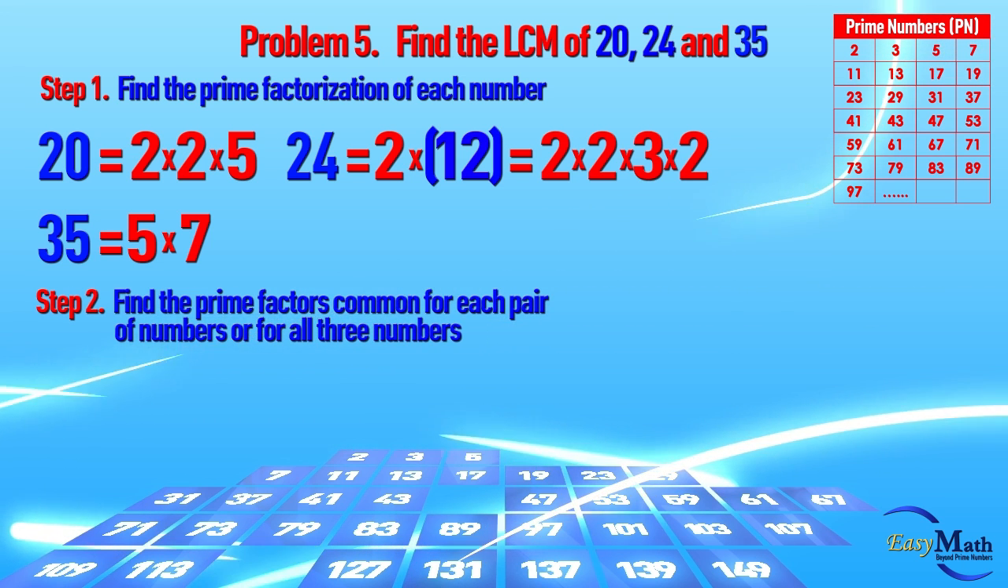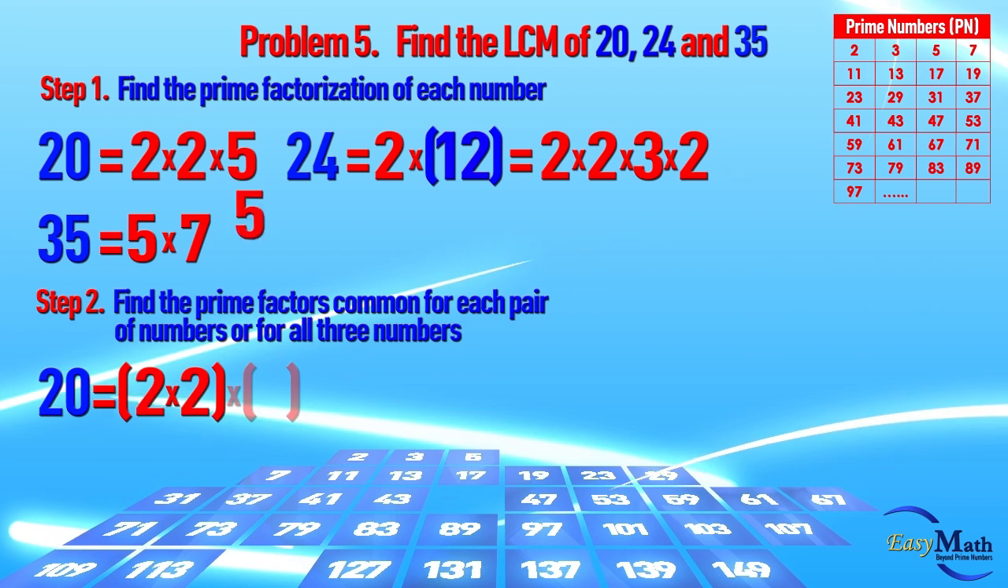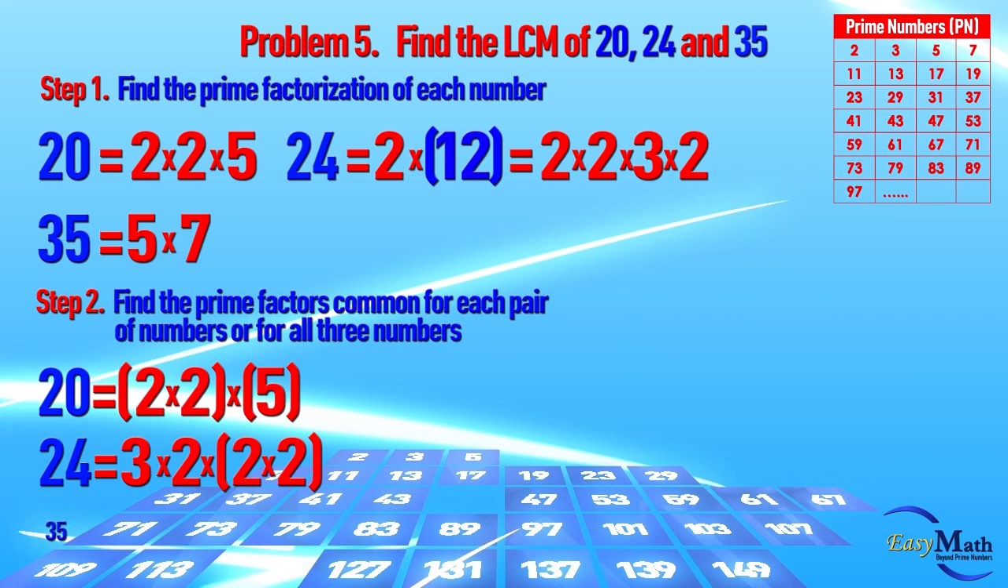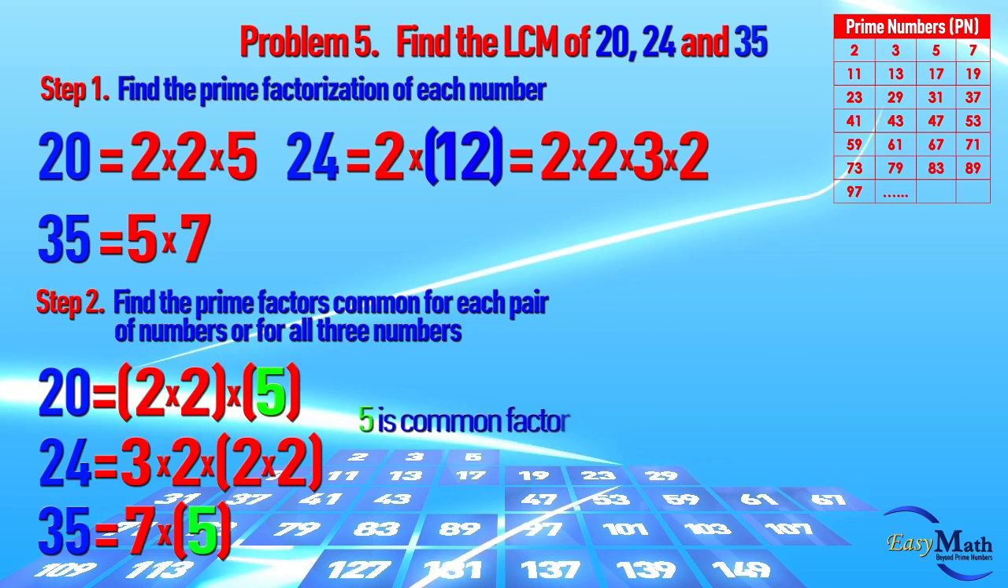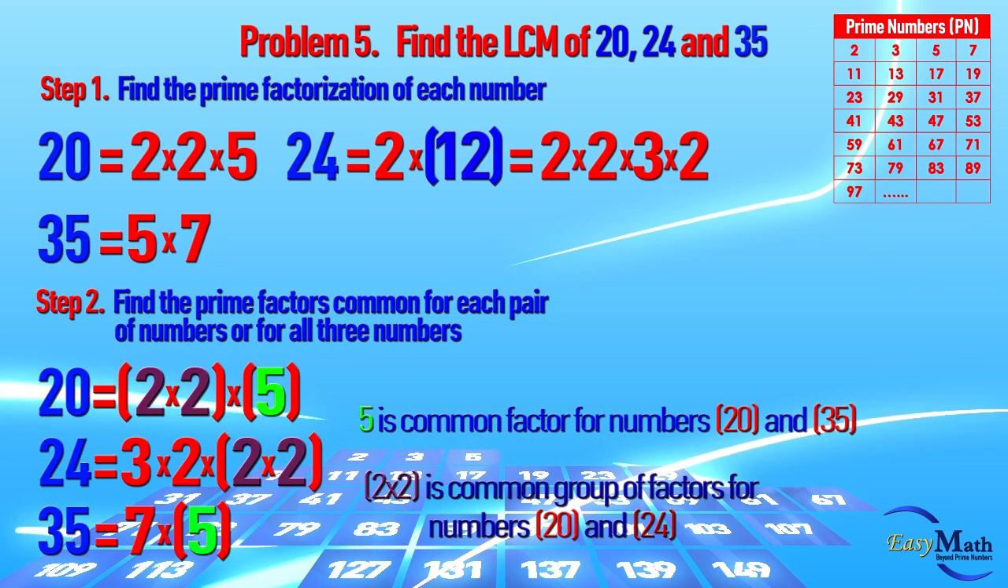Step 2. Find the prime factors common for each pair of numbers, or for all three numbers. 20 equals the grouping 2 times 2 times 5. 24 equals 3 times 2 times the group 2 times 2. 35 equals 7 times 5. 5 is a common factor for numbers 20 and 35. The grouping 2 times 2 is a common group of factors for numbers 20 and 24.